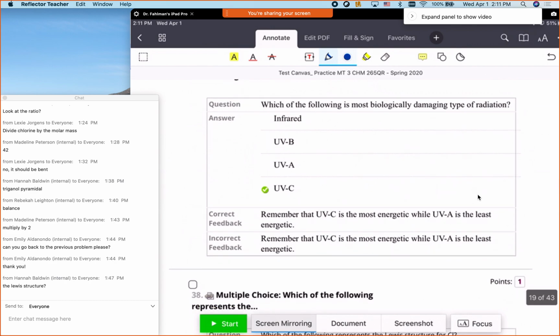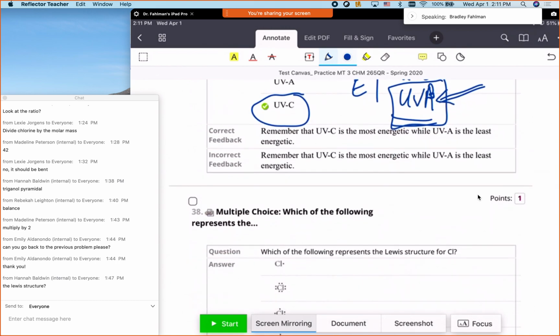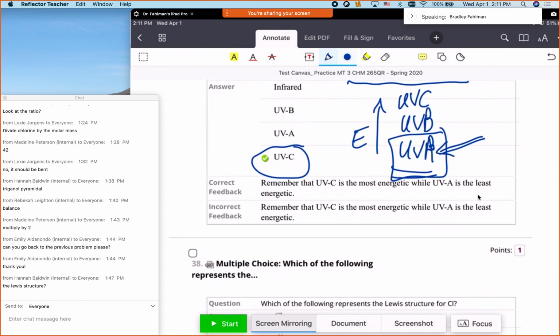Okay. Again, from the reading, which is the most biologically damaging? It's UVC. In order of energy, it's UVC, B, and UVA. Okay, and so even though UVA has the lowest energy, it is quite harmful because it can go through to deeper regions of your skin. So look for questions related to that as well.